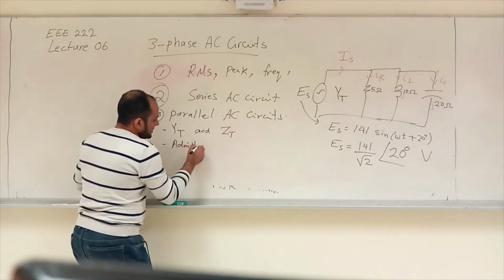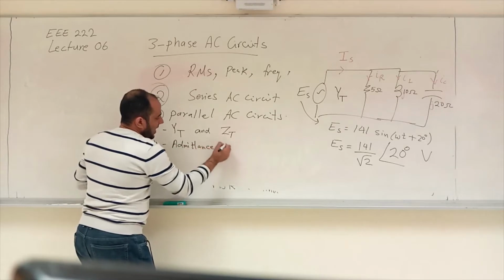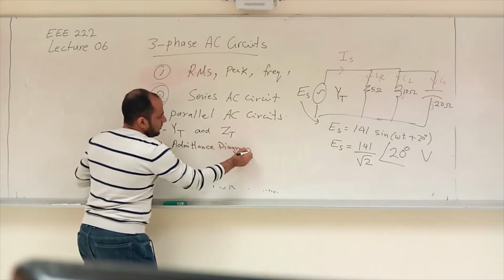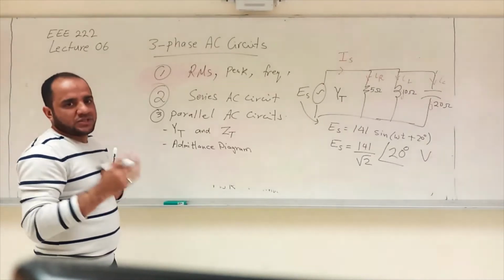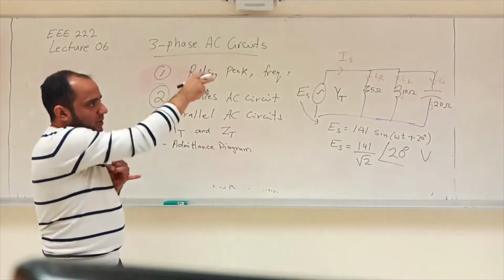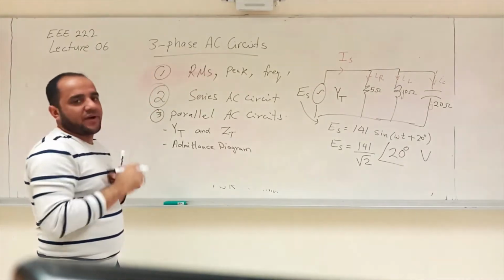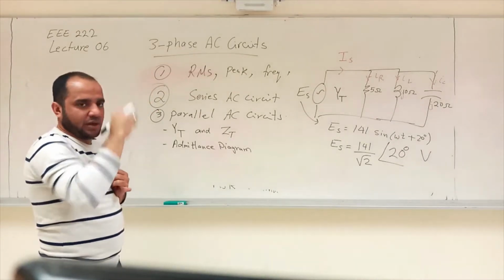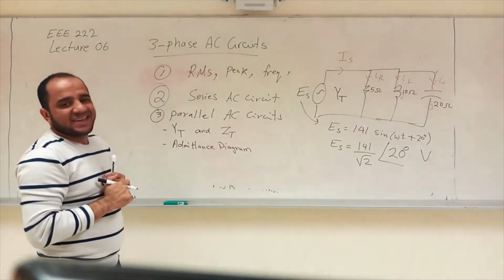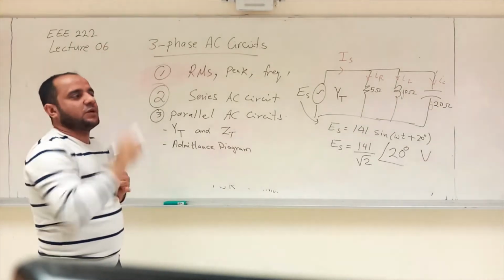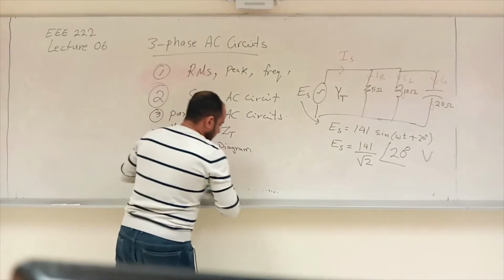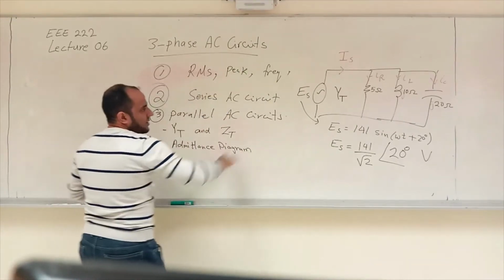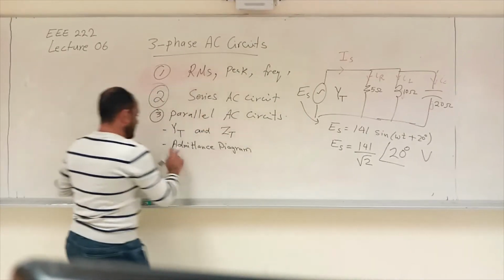So in the admittance diagram, we have to draw the opposite of the resistance, 1 over R, which is conductance, G. The opposite of the XL, 1 over JXL, which is susceptance, BL. And the opposite of the XC, which is 1 over minus JXC, which is BC, susceptance of the capacitance, right? And the total admittance.